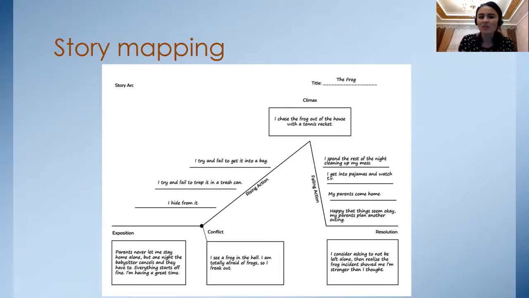Story mapping is very important when writing a narrative because it will make the big picture of your narrative clear to yourself. After having this clear map, it's like a road map. You know where to go, how to go, and how to continue your story. I mean, you will not be stuck in writing if you try story mapping.